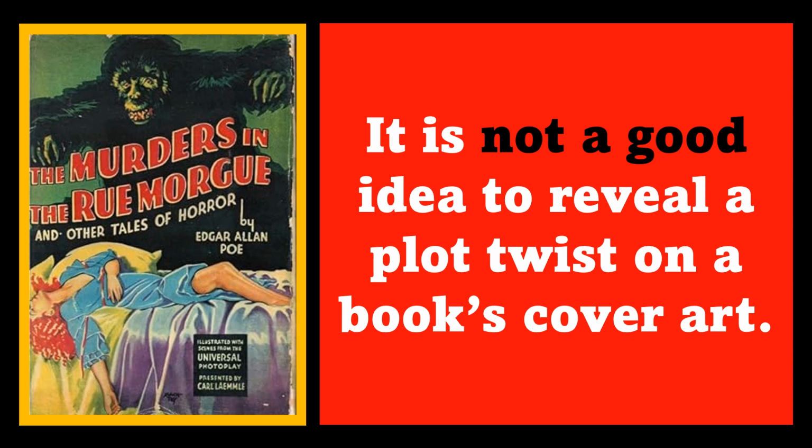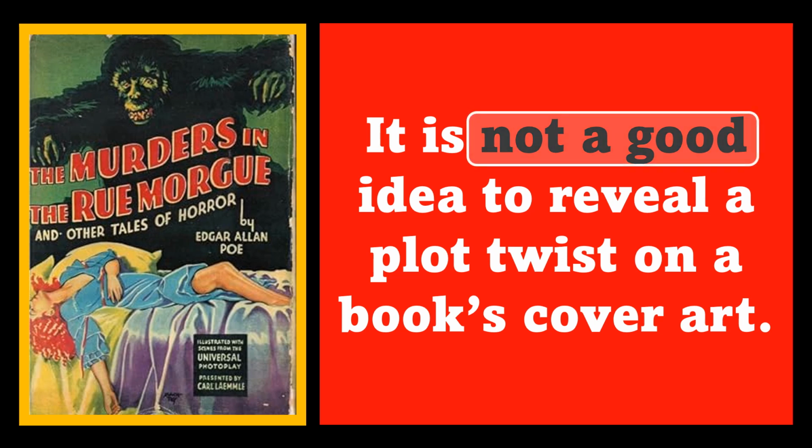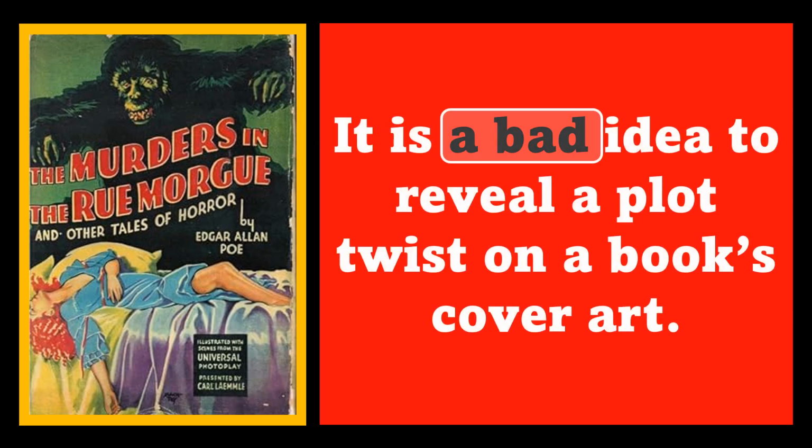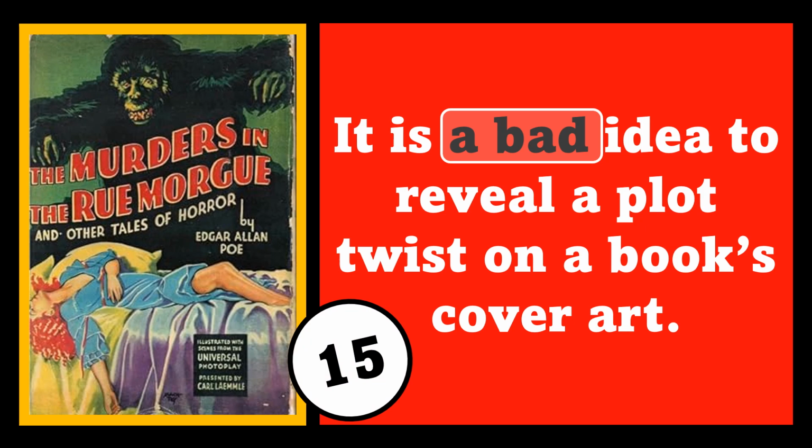Here we have, it is not a good idea to reveal a plot twist on a book's cover art. Now here we have "not a good." So our verb is at the beginning, it is, but then we put it in the negative form by saying not. However, instead of saying not a good idea, we might say what it is instead, and thereby reduce the 16 word count to something a little smaller. Is a bad idea to reveal a plot twist on a book's cover art. Instead of saying it's not a good, we use simply bad, and we reduce the word count to 15.